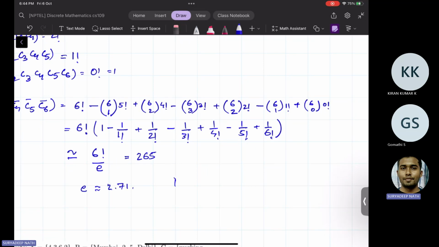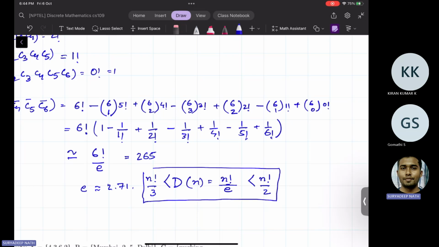So the derangement of a number, that is n factorial over e, would be around n factorial by 3 and n factorial by 2, and closer to this left bound. So n factorial, it is closer to n factorial by 3 than to n factorial by 2.